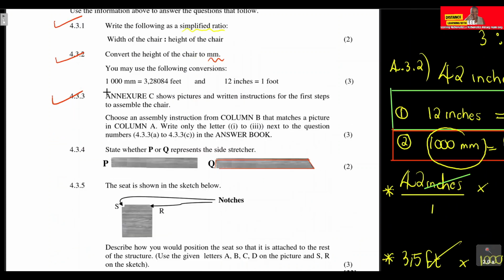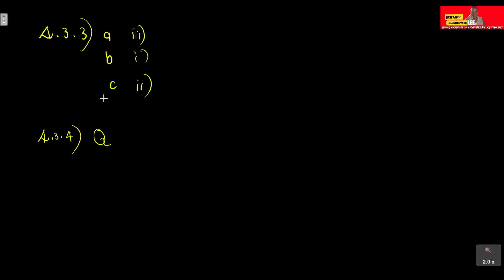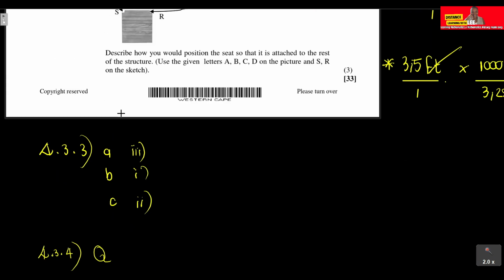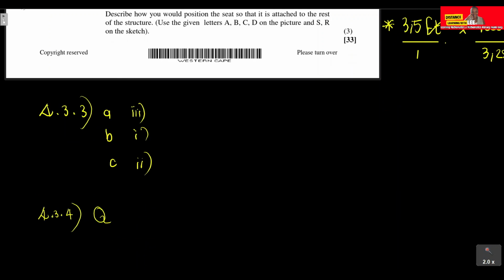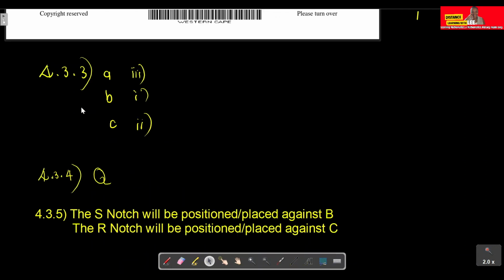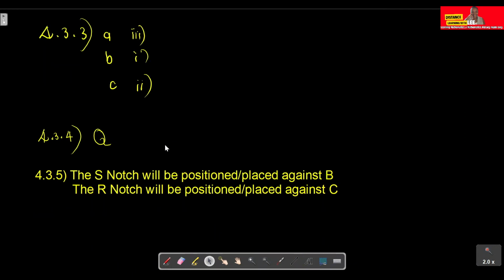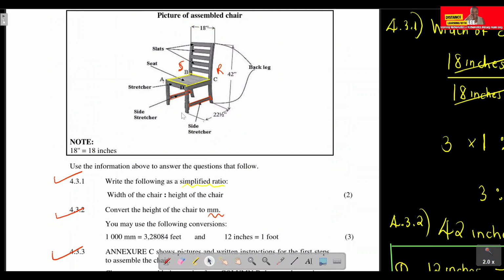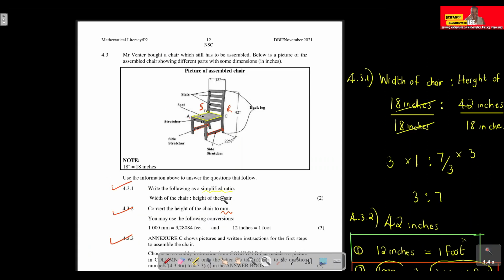Okay, so we're just gonna write that for 4.3.5, how would we position the seat? So here I've basically written that the S notch will be positioned or placed against B, and the R notch will be positioned or placed against C. Or you can just say the S can be positioned against A and the R can be positioned against D. Okay, so those would be the acceptable answers.